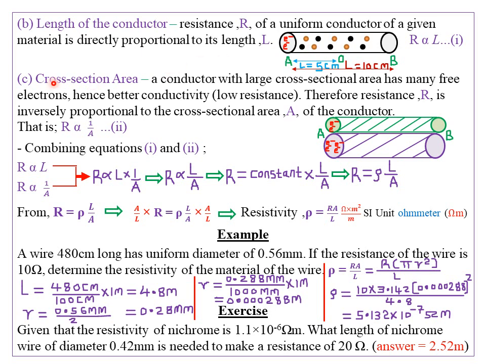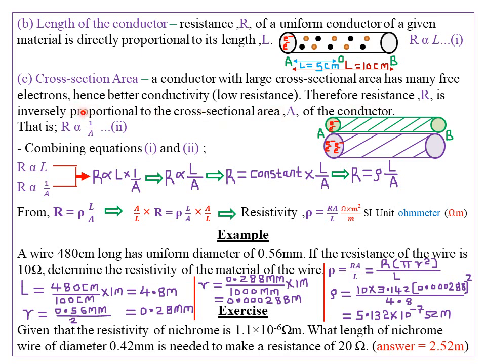Then the third and the last factor is what we call the cross-sectional area of that particular conductor. And here we are saying that a conductor with a large cross-sectional area has many free electrons, hence better conductivity or simply low resistance. Therefore, resistance R is inversely proportional to the cross-sectional area A of the conductor.